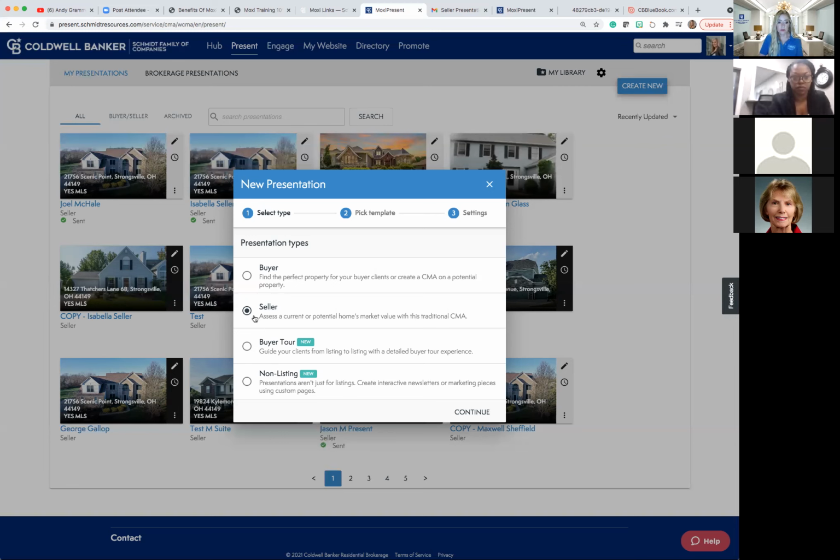For today's purpose, we're going to hit seller, but I want you to know that every one of these is exactly the same steps that I'm showing you today. So we're doing one training on a seller, but it's going to be the same training that applies to buyer and the rest of these. We're going to go ahead and click continue. So at this point, all I've done is I've hit create new and seller. Continue.